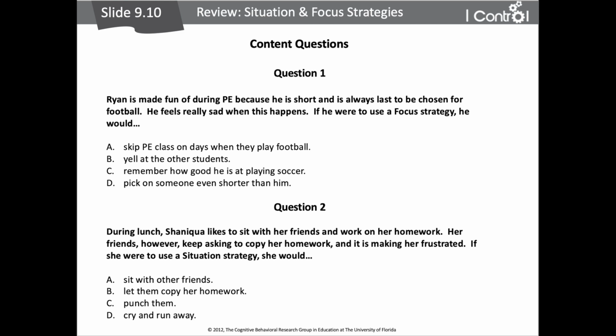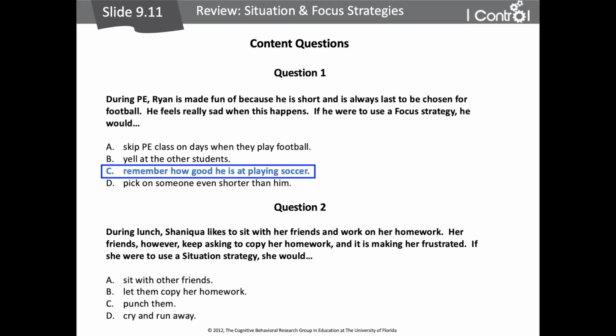For question 1, if you selected C, you're correct. During PE, Ryan is made fun of because he is shorter than everyone else and is always last to be chosen for football. He feels really sad when this happens. If he were to use a focus strategy, he would remember how good he is at playing soccer.